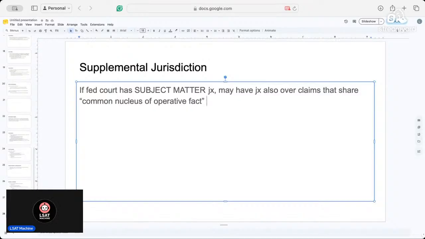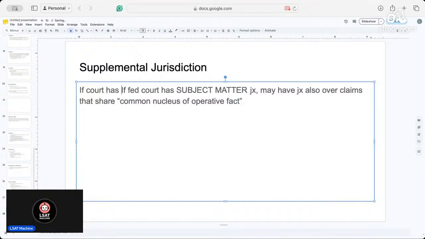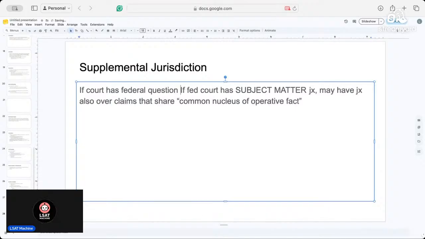The additional claims. Okay. Okay, if court has federal question, no, sorry. Yes, federal question jurisdiction.